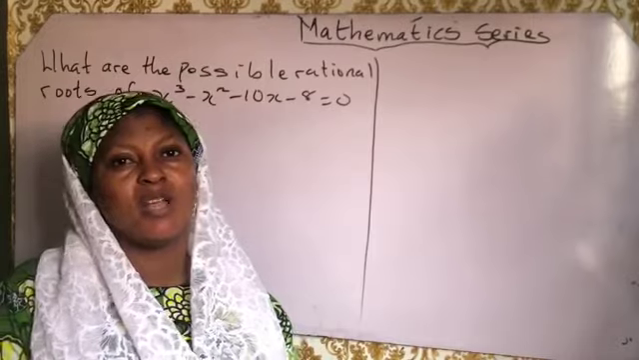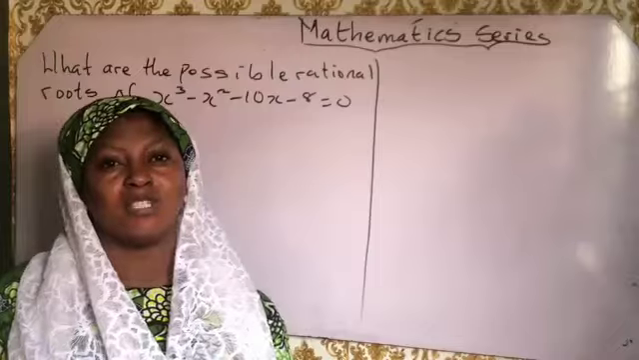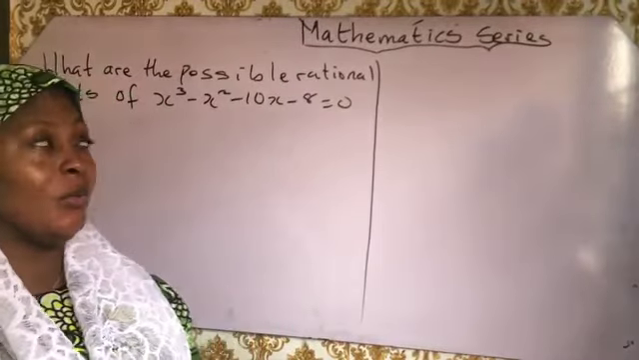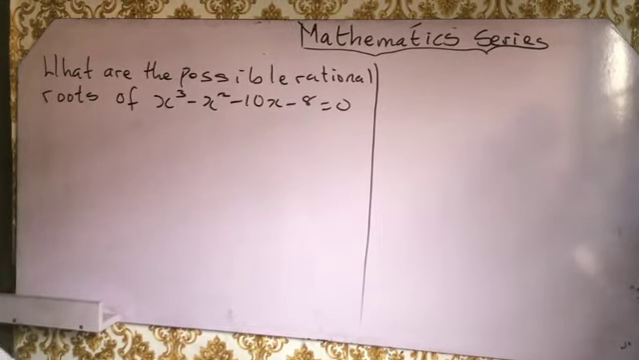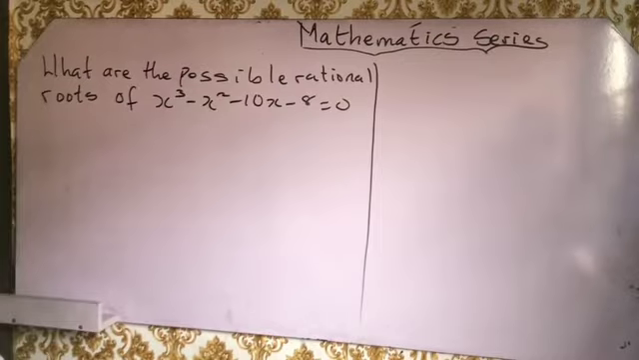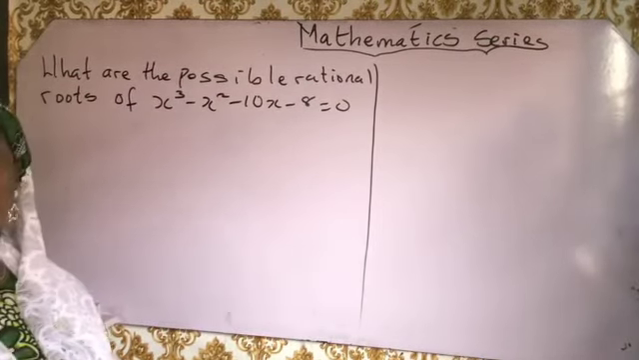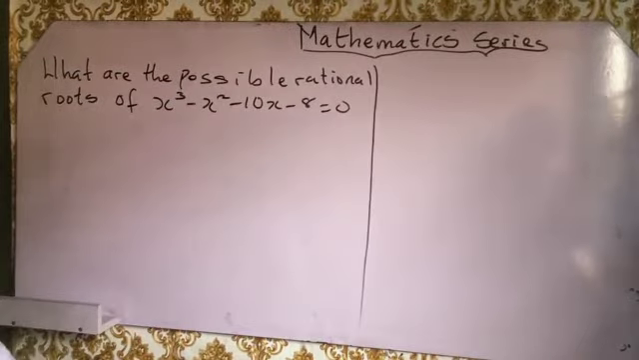In today's class, we are going to be taking an example on the rational root theorem. So let's see what we have on the board. What are the possible rational roots of x to the power of 3 minus x to the power of 2 minus 10x minus 8 equals 0? So let's try to apply what we actually learned in the previous class.